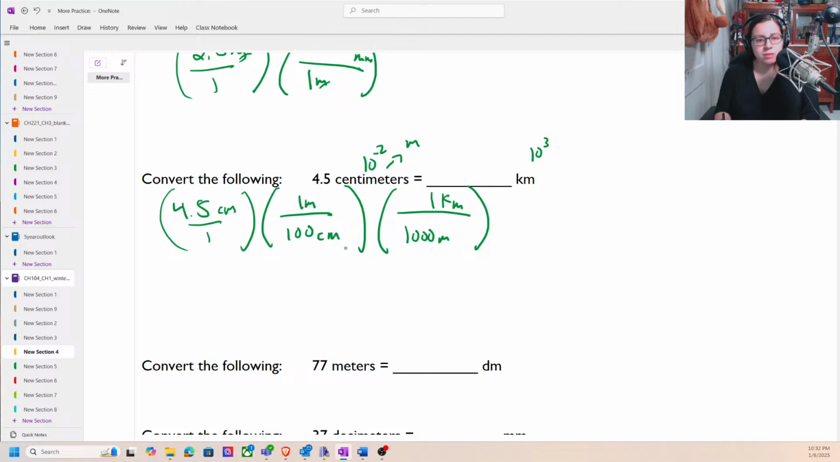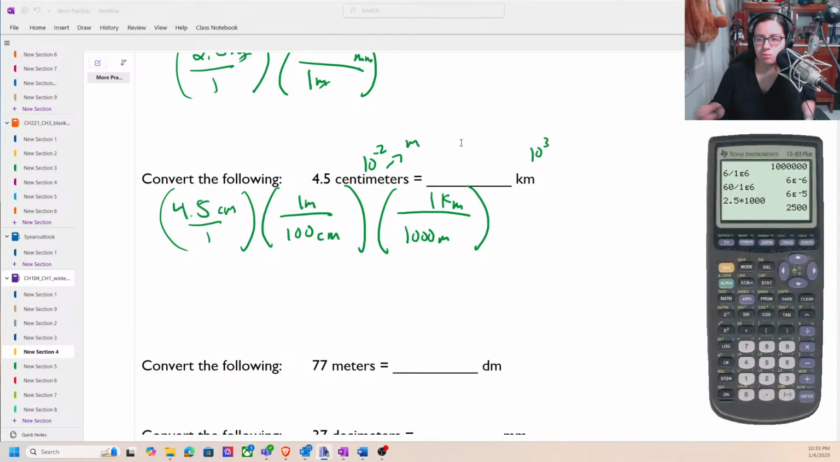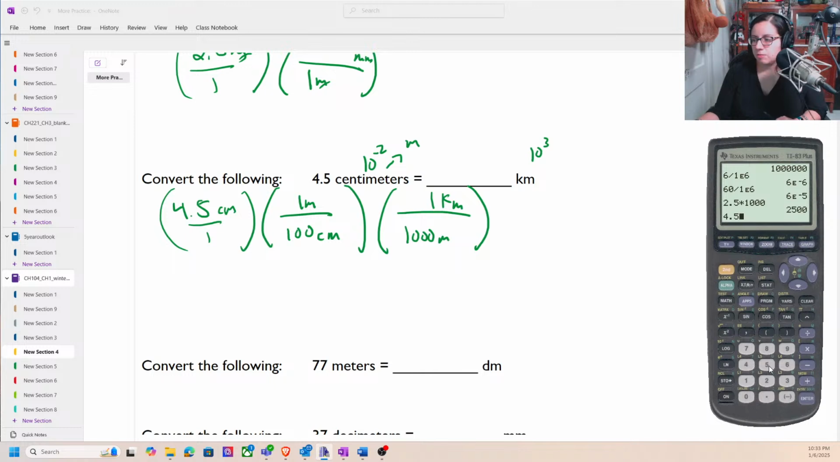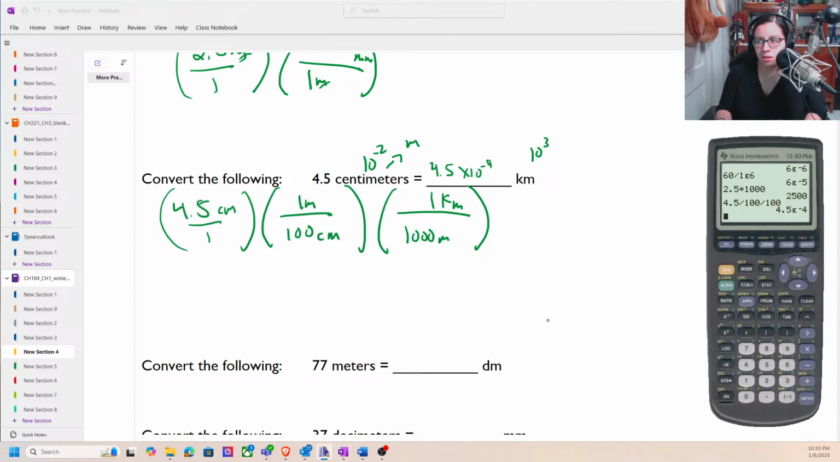So I think I'm starting to see a 10 to the 5th factor there. That's looking promising. Just doing a little mental math. And it's now divide. So divided by 100, divided by 1,000. Now we have 4.5 times 10 to the negative 4th kilometers for our 2-step.